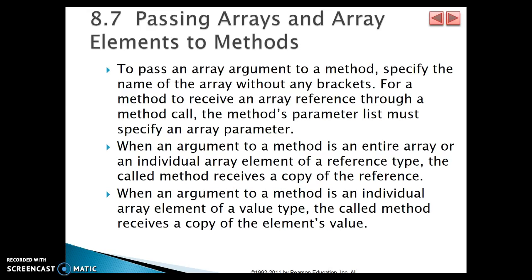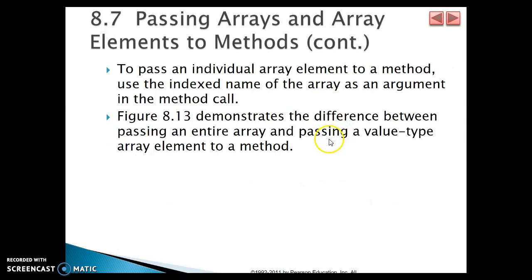Passing arrays and array elements to methods. We're really not passing things to methods yet, but we pass the name of the array without any brackets at all. You can read about this if you want. We can pass just one element, just like you would think. We pass the array and the square brackets and the number within.